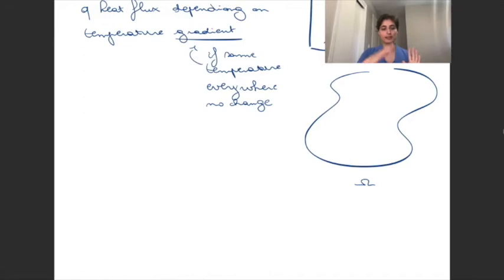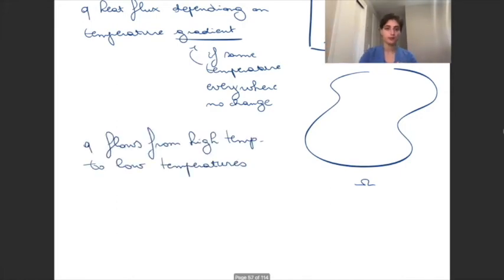The temperature gradient means how much temperature is changing depending on where you are. If there is the same temperature all over the place, then there is no flux because everything is stationarily distributed everywhere. While if there is more heat in one place and less heat in the other, you're expecting more heat to move towards less heat and average it out. That means that the heat flux, Q, flows from high temperature to low temperature.